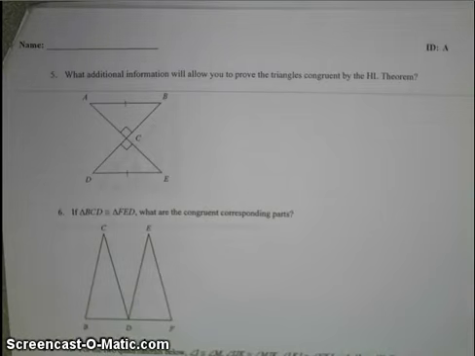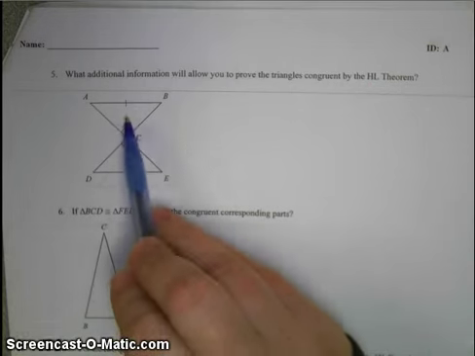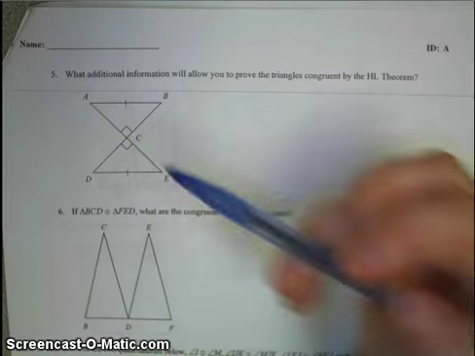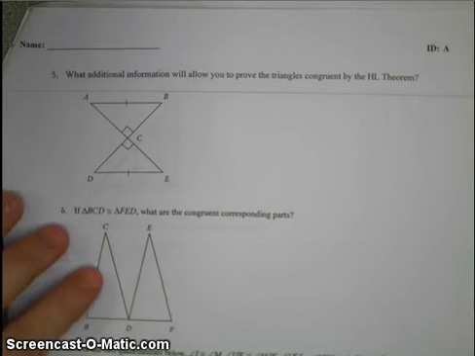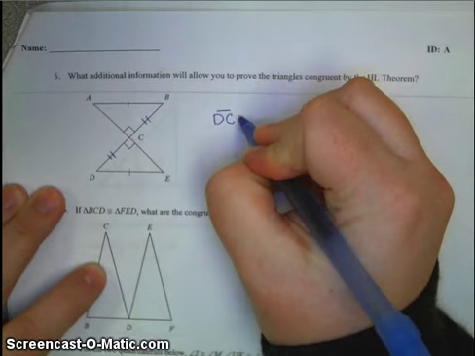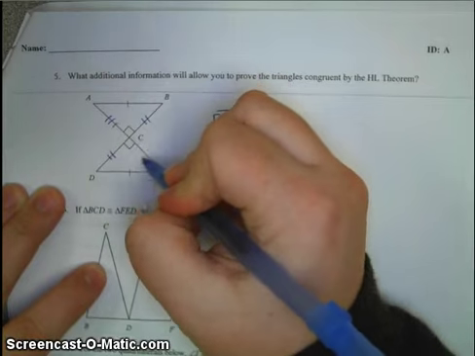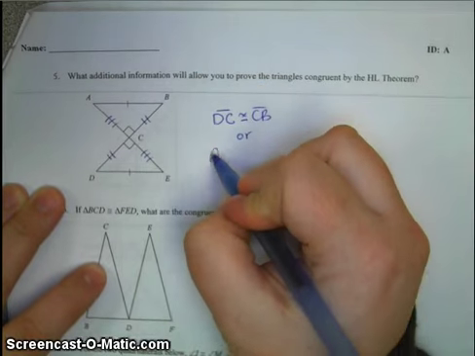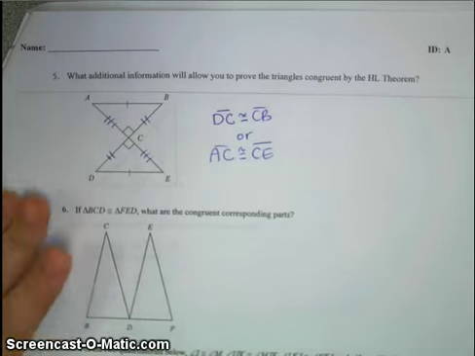Number 5, what additional information will allow you to prove the triangles congruent by the hypotenuse leg theorem? So first of all, we're given here that the hypotenuse is congruent in each of the figures. So all I need to do is have a set of corresponding legs. So we can either say that DC is congruent to CB, or we could use the fact that AC is congruent to CE. Either one of those would be fine.